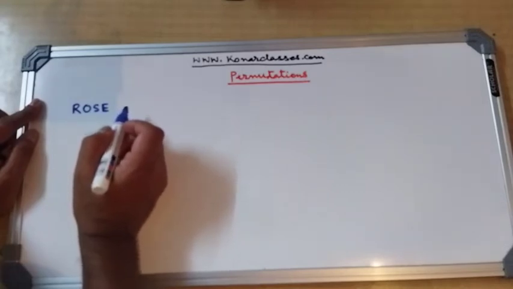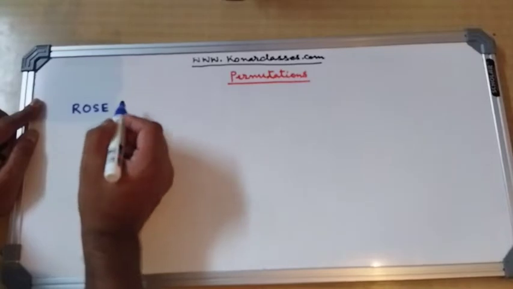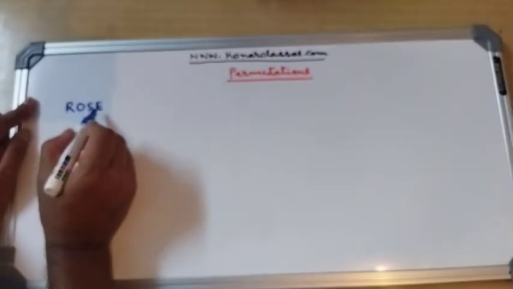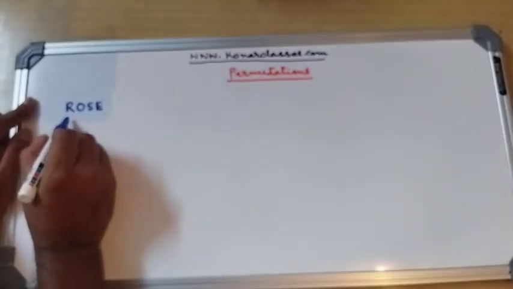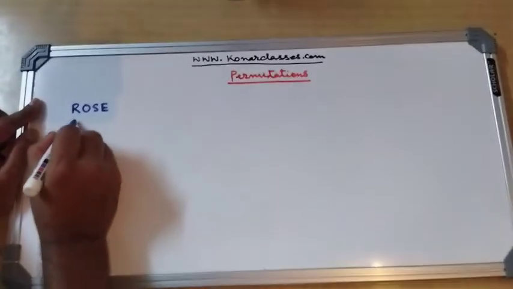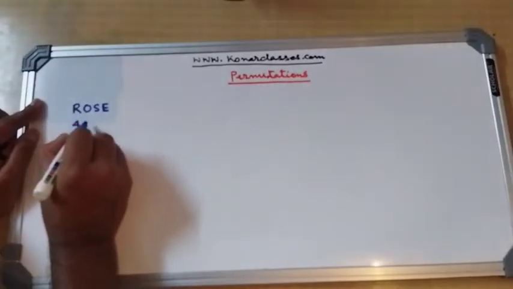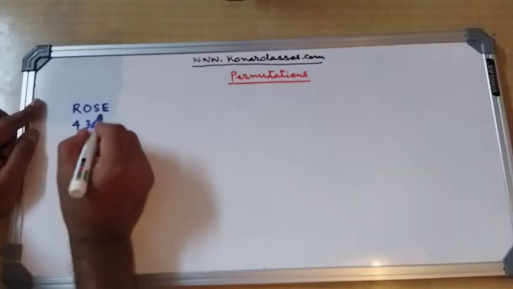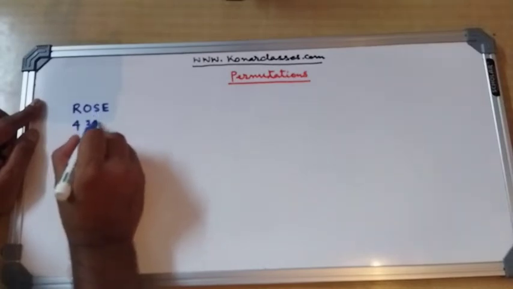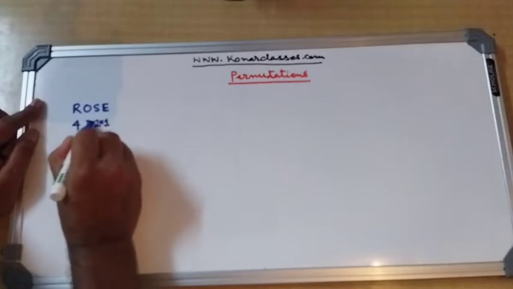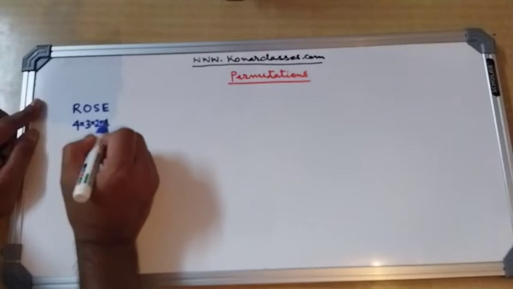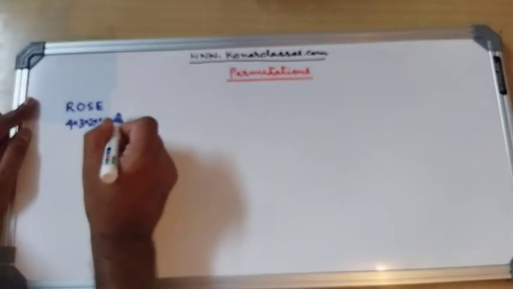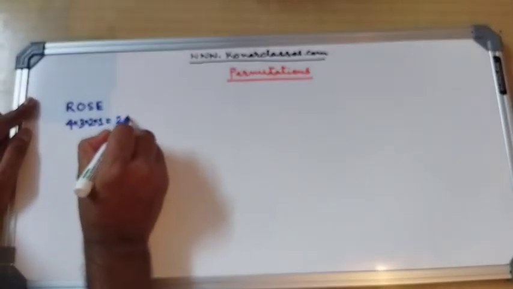The way we can do it is that there are 4 places. The first place can be filled in 4 different ways, and corresponding to that the second one can be done in 3 different ways, because one is already occupied. Repetition is not allowed, by the way. For the third one, it can be done in 2 ways, and the fourth one in 1 way. We place a multiplication sign here, and whatever number we get is the result. So in this case it is 24.